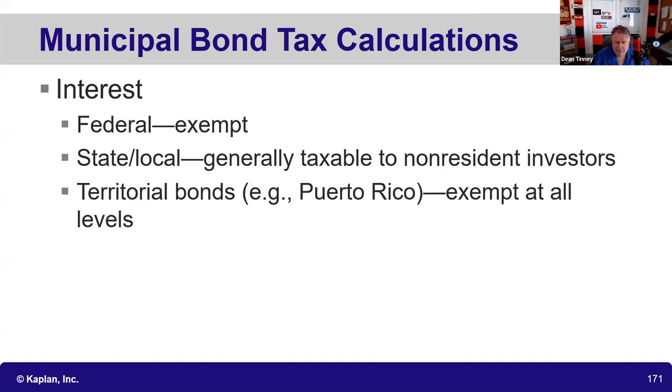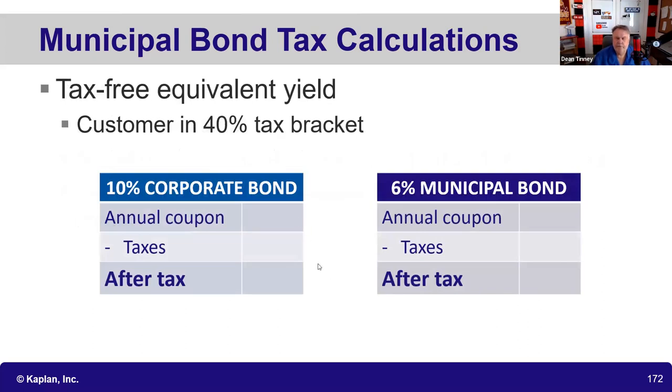Do we need to review them? We do not. They're not going to give you anything other than Puerto Rico. They're not going to give you U.S. Micronesia. They're not going to give you American Samoa. They're not going to give you the U.S. Virgin Islands. They're going to give you Puerto Rico. So this is very testable in terms of suitability. You know, whether somebody should buy a muni or whether they should buy a municipal bond.